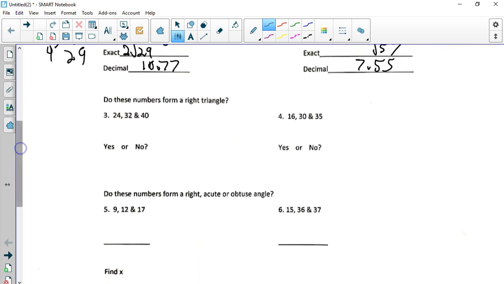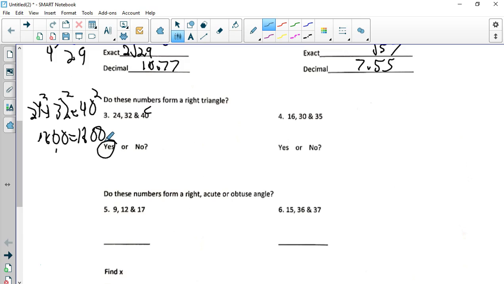Okay. Do these 3 numbers form a right triangle? Well, longest side will always be C, so we're just going to plug them in and see what we get. So we're going to do 24 squared plus 32 squared equals 40 squared. And what we end up with is 1600 equals 1600. So our answer is yes.